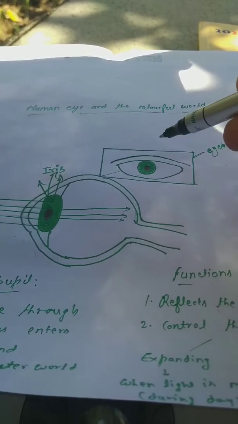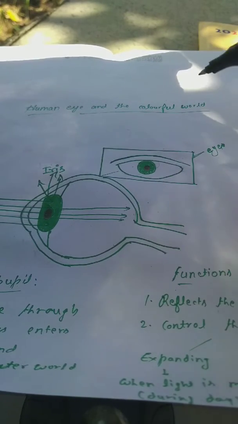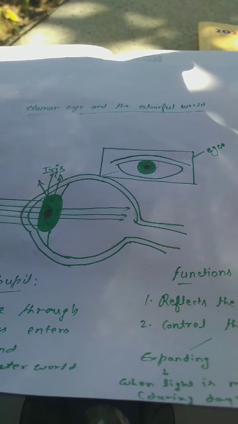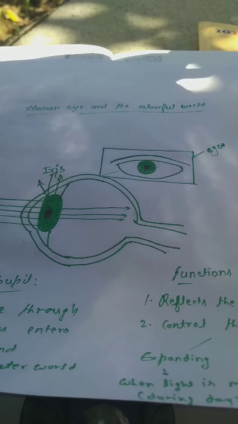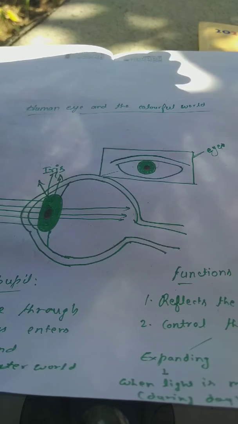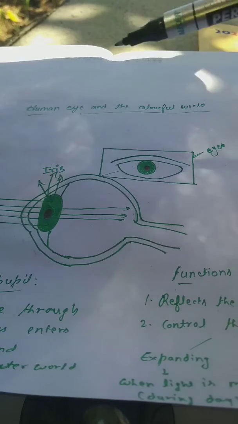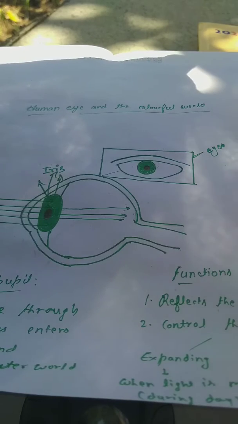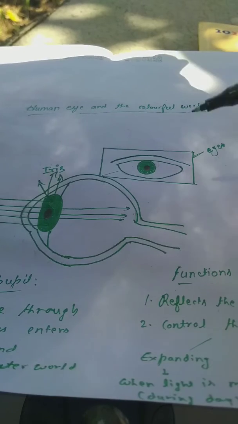This is an eye. You must be knowing eyes are a very important organ of the human body, because without eyes we cannot see the outer world, and eyes help us to see things. If this is a pen, we are able to see this pen because we have eyes. But do you know how our eyes function? I think we should know how our eyes function.